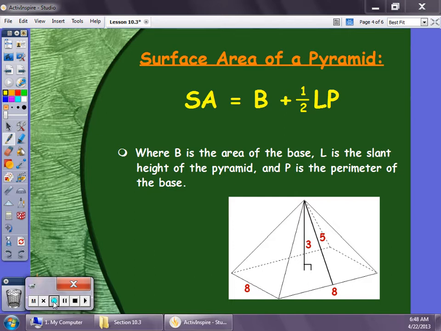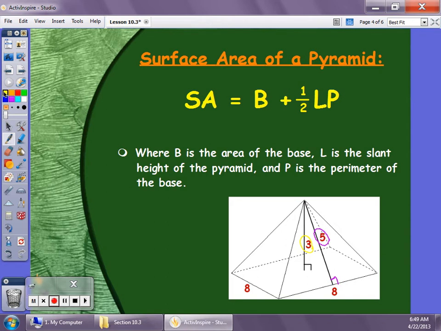So this here represents the height of the figure. The 5 here represents the slant height, which is going to be the perpendicular height of the lateral face. P always represents the perimeter of the entire base of the figure.